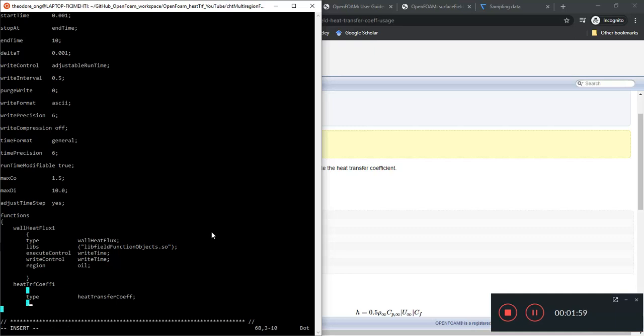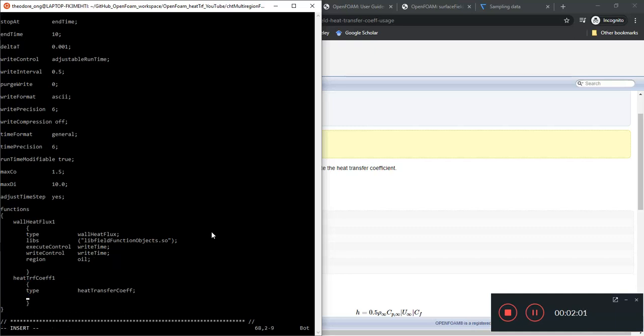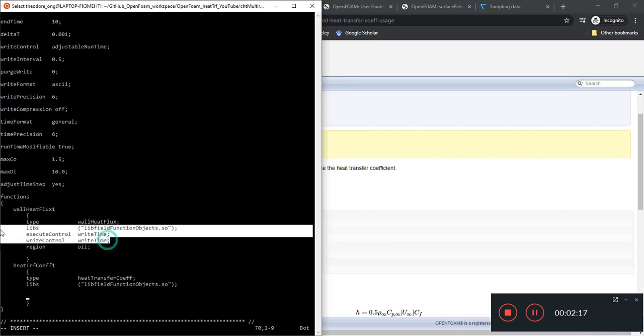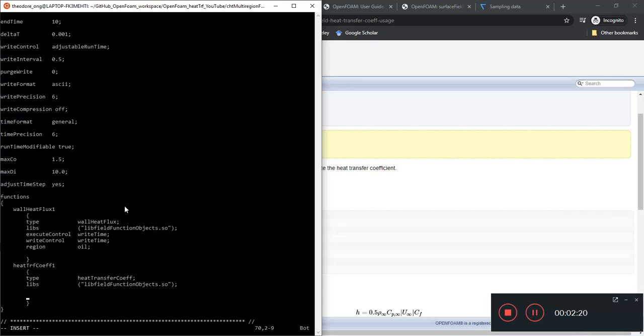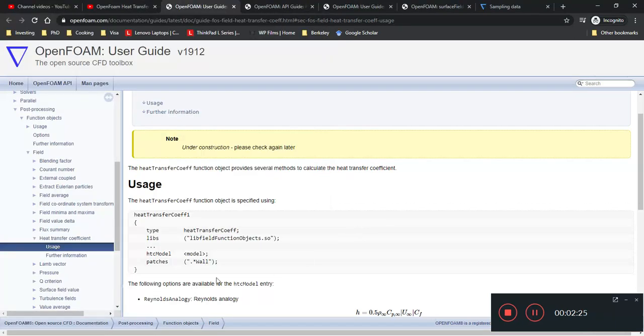So next I want the libraries, which are over here. That's pretty standard. Execute, write control, all this. I want that as well. So I'll just have this, and yeah, execute and write control. And next we have this thing called HTC model, which is the heat transfer coefficient model, and then they'll ask for the patches you want to calculate the heat transfer coefficient on.